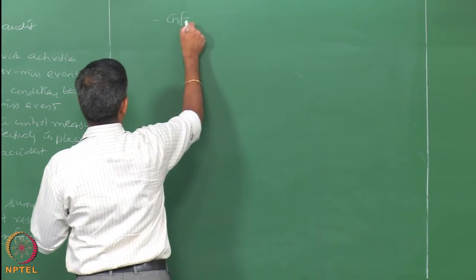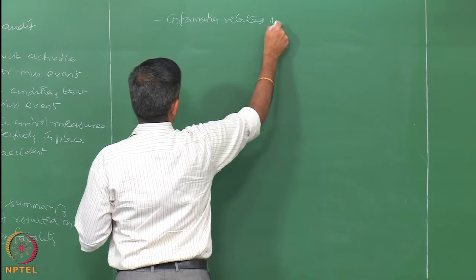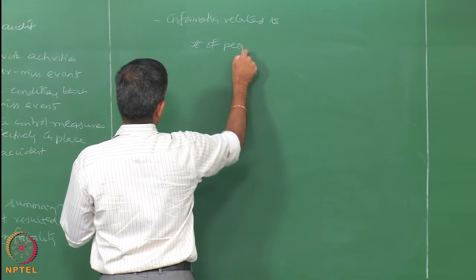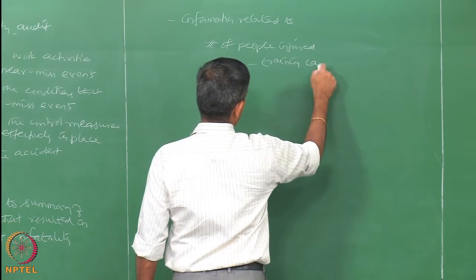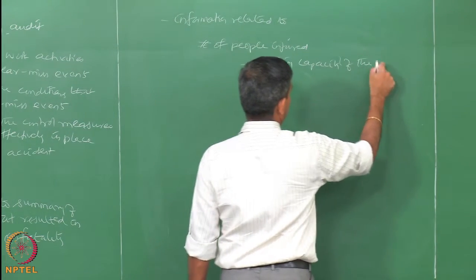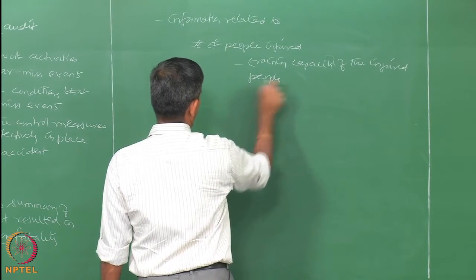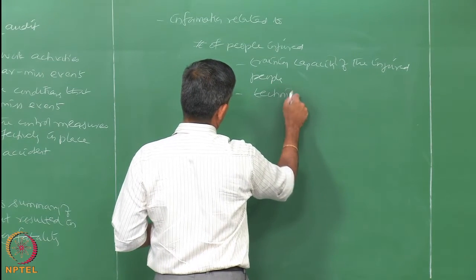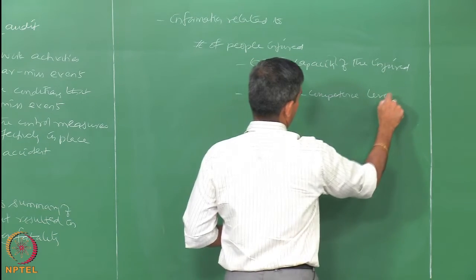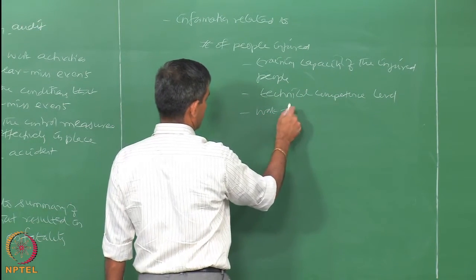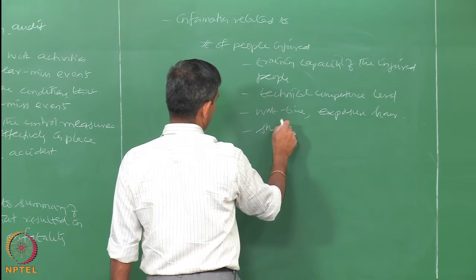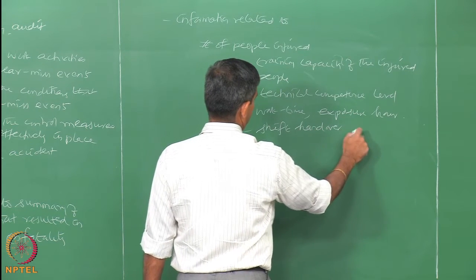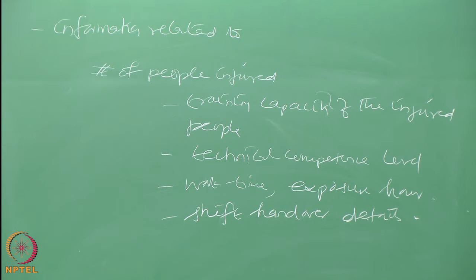This report should have information related to the number of people injured, what is the training capacity of the injured people, what is the technical competence of these people, what is the work time, what is the exposure hour, what are the shift handover details, etc. So, you need to look into all related information which is summarized in what we call the severity of the incident.